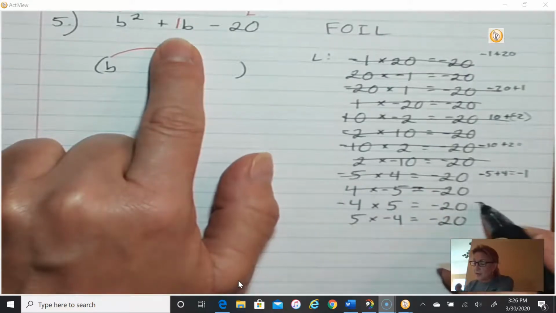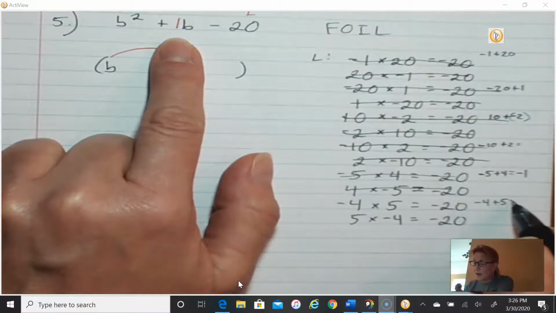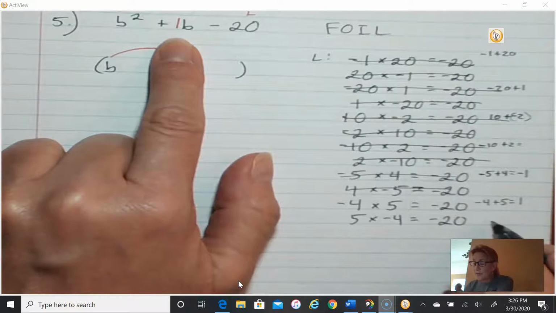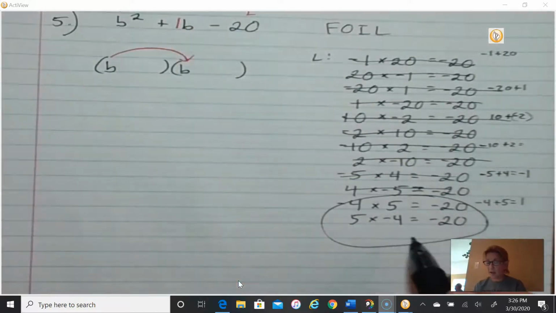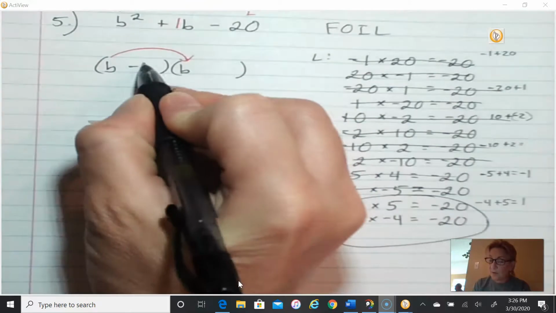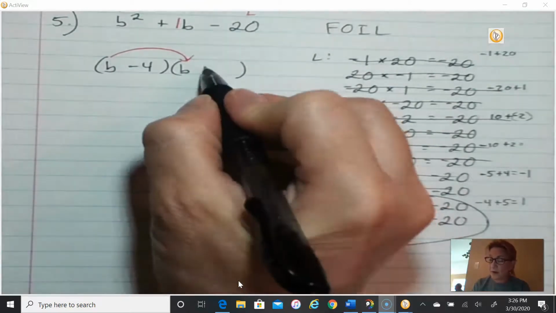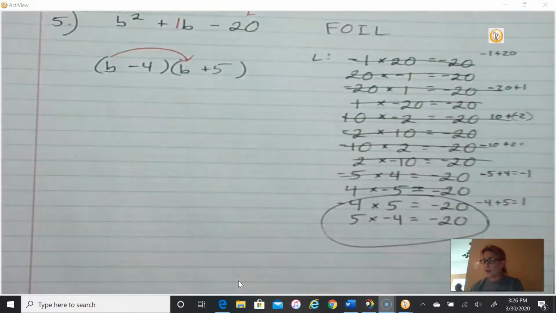So here, negative 4 plus 5. That gives me a positive 1. Same with here. So these two are the pairs that I could choose from. Okay? And it really doesn't matter which one. I'm going to go for the first one, negative 4 and positive 5. Okay, we're going to check on that.